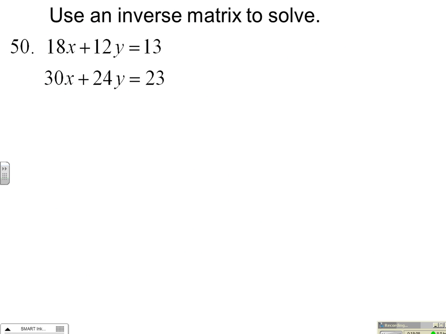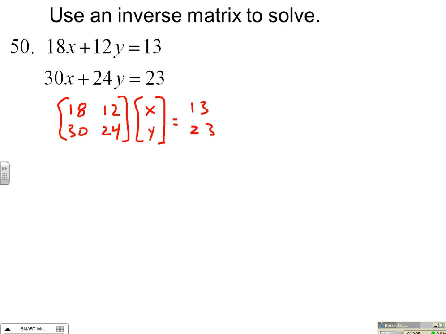Okay, this is a problem. I'm going to put the problem just like this on the test, and I'm going to word it in 3 different things for you to do. First is going to say rewrite the system of equations as the product of matrices. So that would become [18, 12; 30, 24] times matrix [x; y] equals [13; 23]. And you get 5 points just for that if you're taking my test.